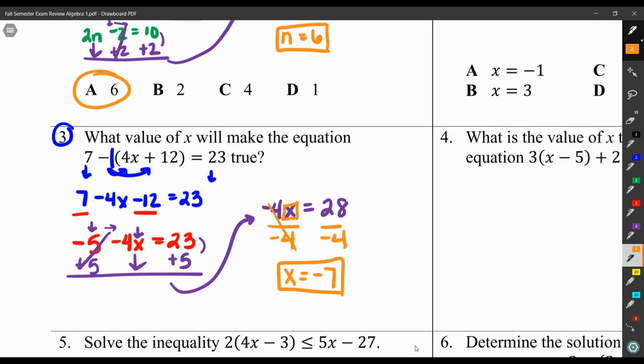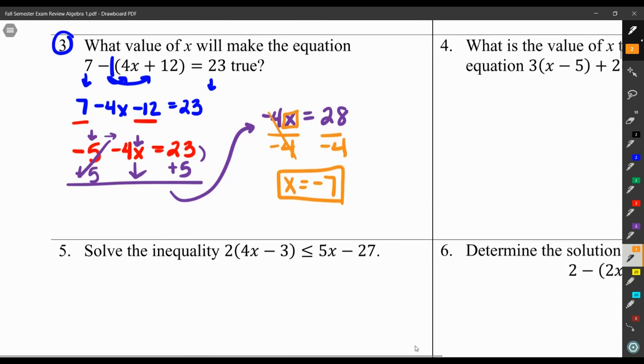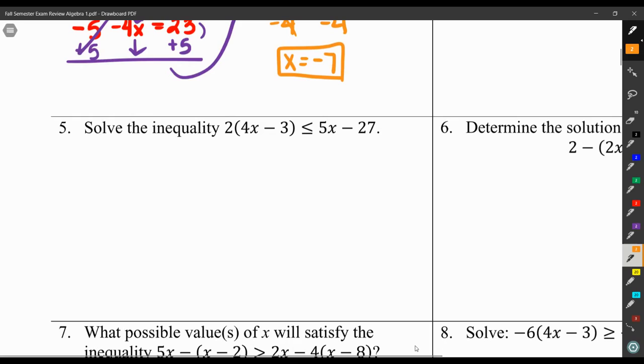And again, you're going to try number 4 on your own. Now let's do some inequalities. So we've done some equations. Let's solve some inequalities. So we're going to do number 5 together. This is the next one we're going to do together. And so solve the inequality.